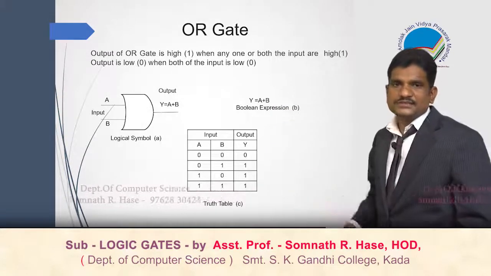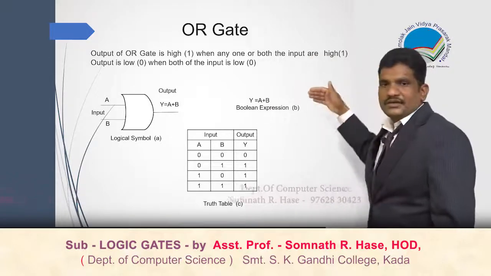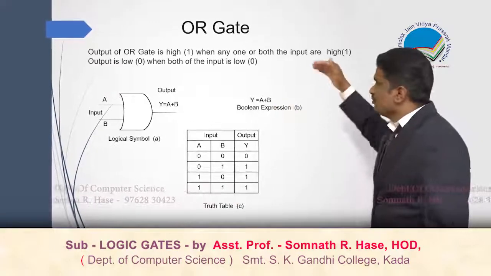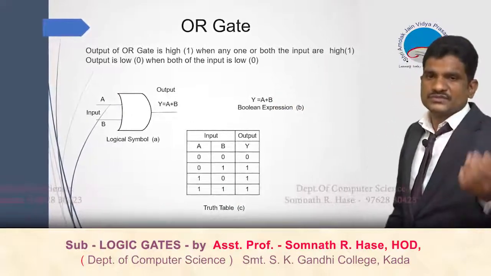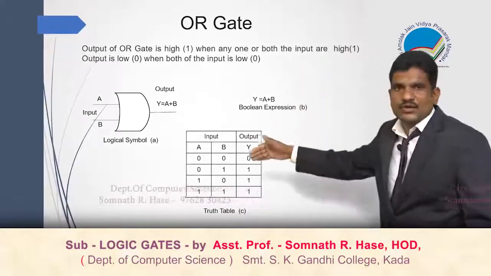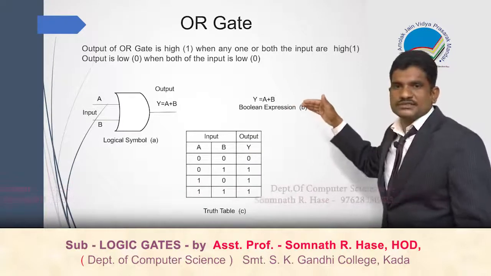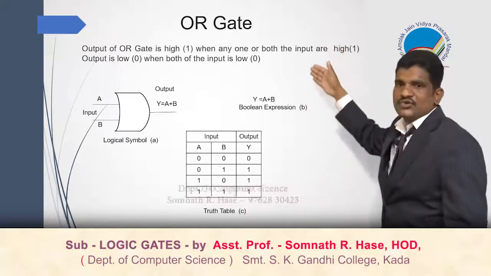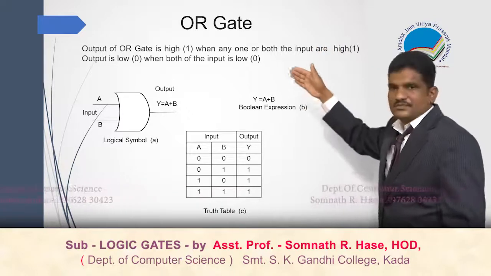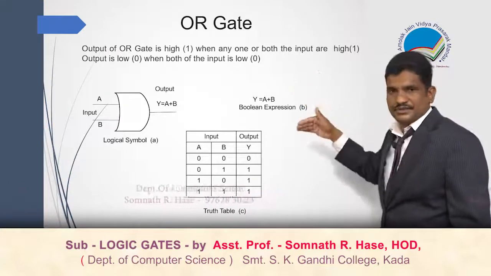The next one is the OR gate. The OR gate states that when both the inputs are 1, the output is 1. When both the inputs are 0, the output is also 0. When one input is 1, the output is also 1. When both the inputs are 0, the output is 0. So this is the logical symbol of the OR gate, with inputs A and B, and the Boolean expression is Y equals A plus B.